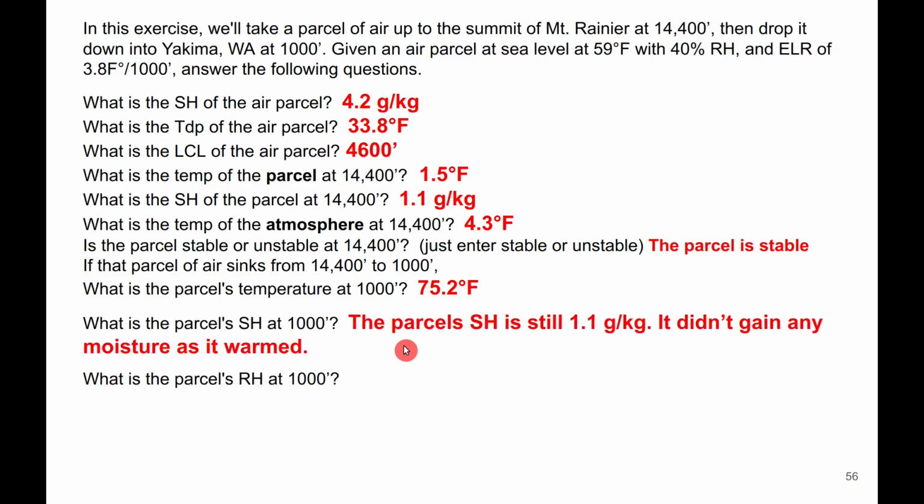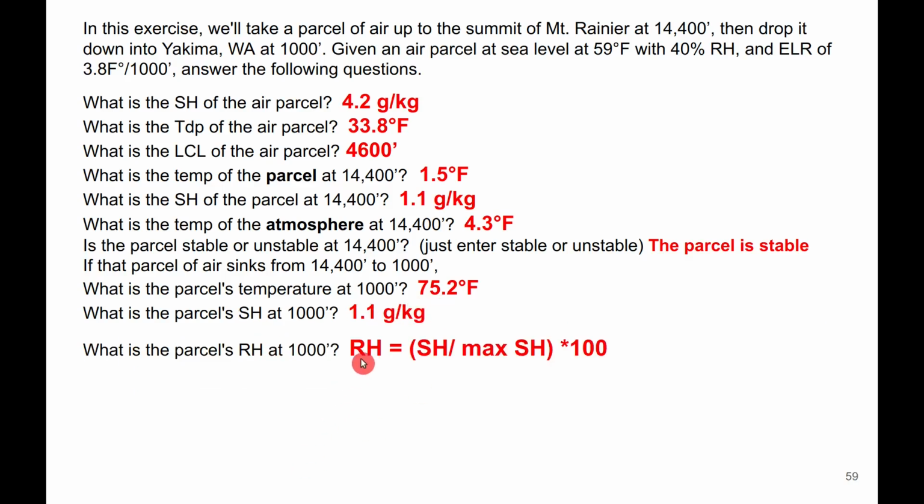And remember the next thing, the parcel's specific humidity is the same. The parcel's going to warm, but it's not going to gain any moisture. So the parcel's specific humidity is still 1.1 grams. The only thing that's changed to the parcel since it left the summit and sank is that it heated up. So now that it's heated up, we need to find a new relative humidity because we have a new maximum specific humidity. To find that, we just look it up on the chart.